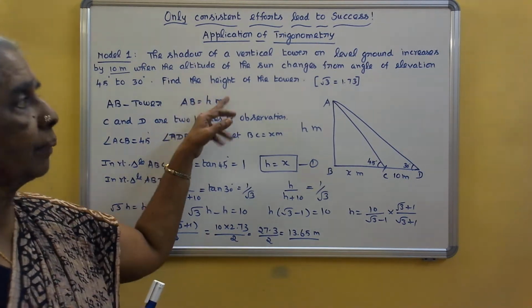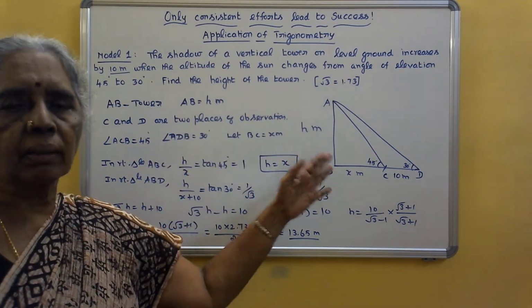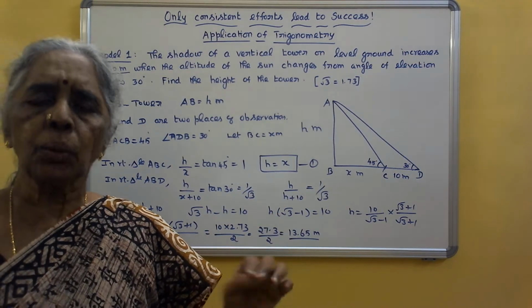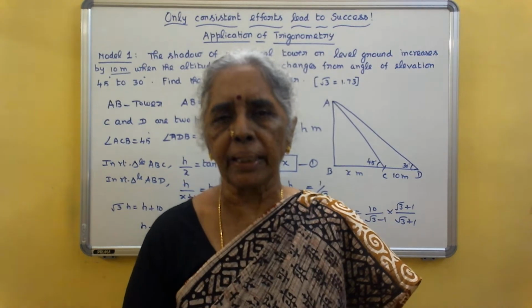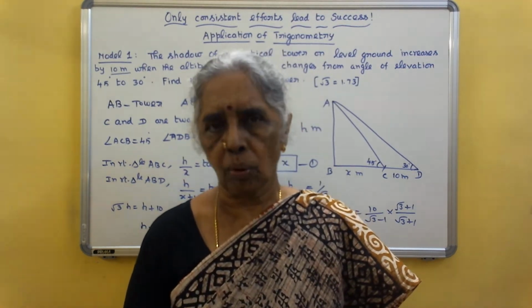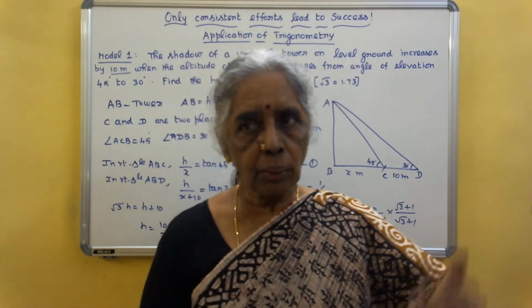First, read the sum, understand it, draw the figure. That is important. Definitely, you will be getting sums involving two right triangles. So, if you take it, automatically you will know how to solve it. Okay? Shall we move on to the next one now?